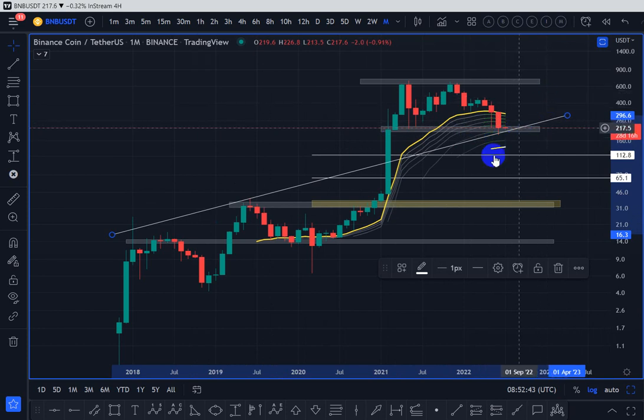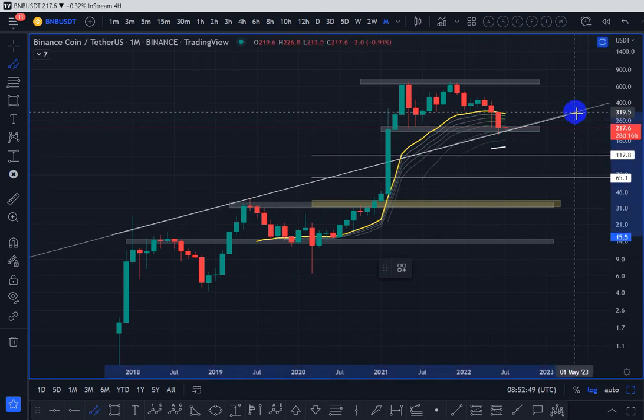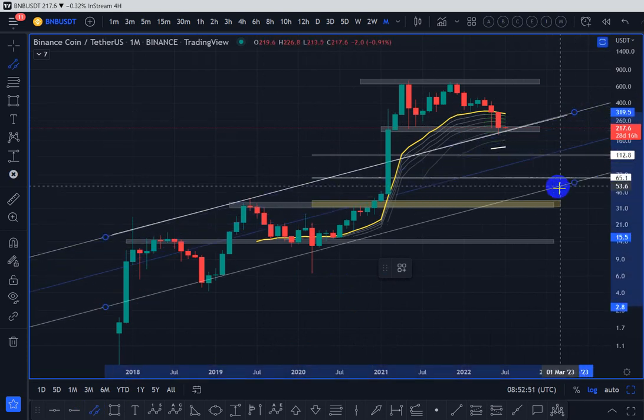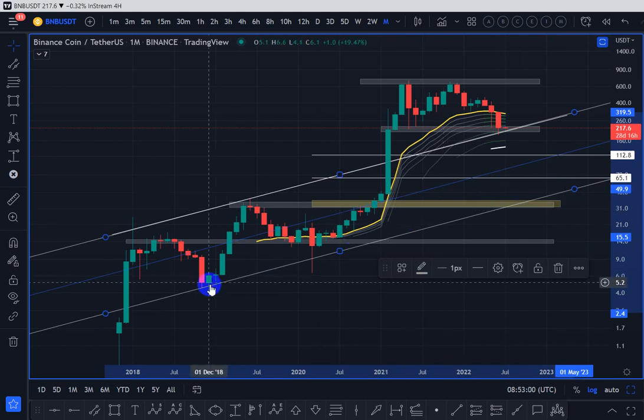Can that turn into the parallel channel? Of course it can. Let's try and see if we can do a parallel channel from here and go all the way down. Wow, that's really interesting. I can connect it like this, and you see the two touch points here, but also notice how the middle line is respected by the price.